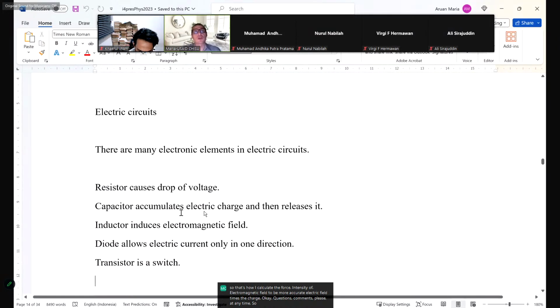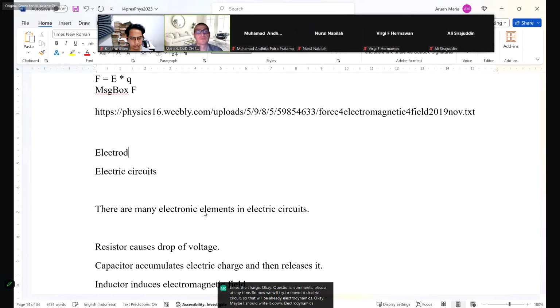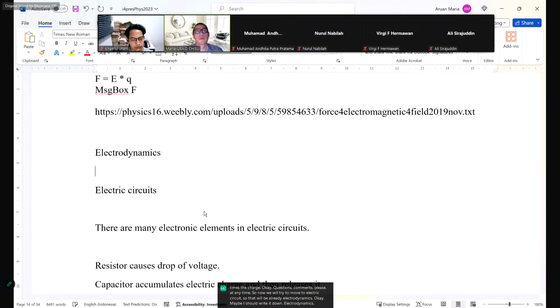So now we will try to move to electric circuits. So that will be already electrodynamics. Maybe I should write it down, electrodynamics. Well, okay, so we will consider electric circuits.